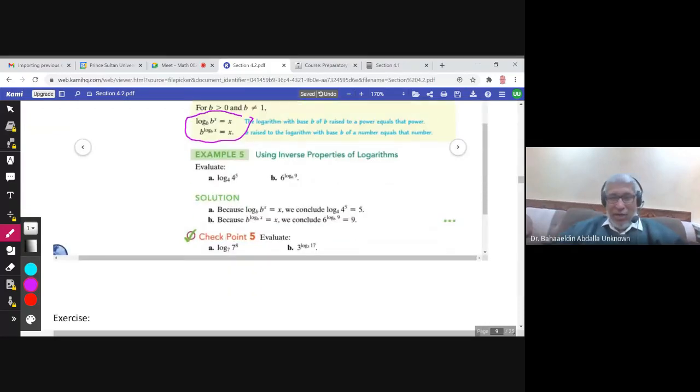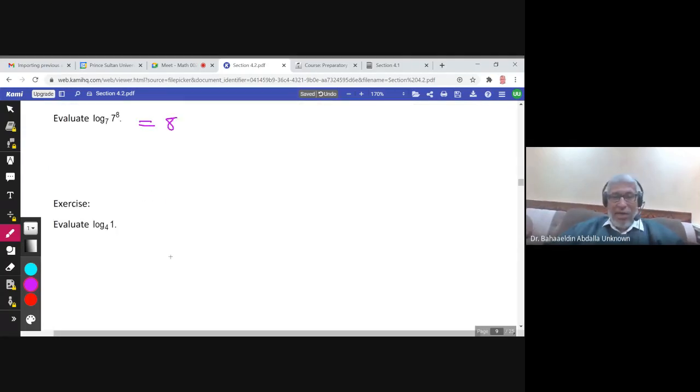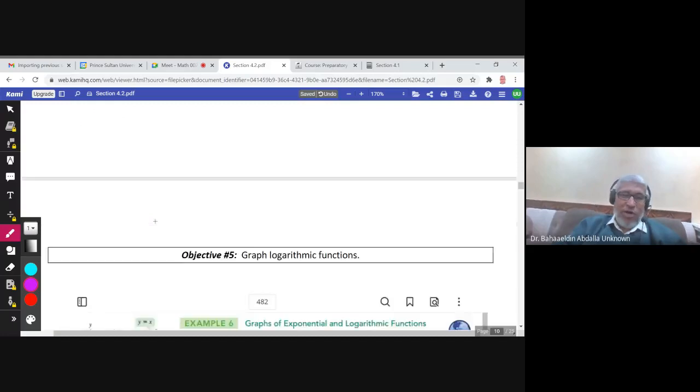So we will have these properties: log b of b to the power x is x, and b to the power log x to the base b is x. So here log of b to the power 5 to the base b is just 5. Exponential and logarithmic cancel each other, and the answer is immediately 5. Here, they cancel each other, and the answer is immediately 9. The answer here is 8. The answer here is 17 because they cancel each other. The answer here is 8. The answer here, log 1 is 0. Always log 1 is 0.